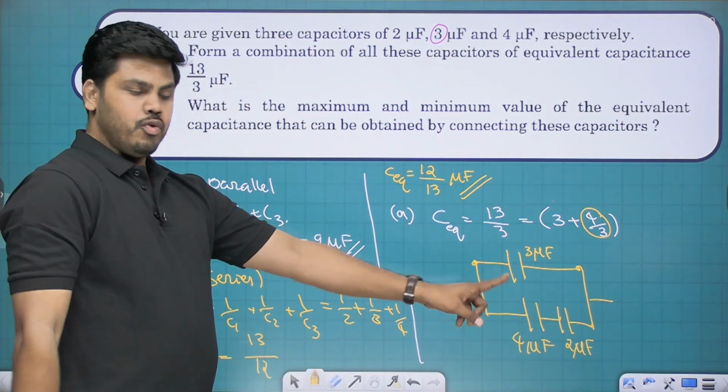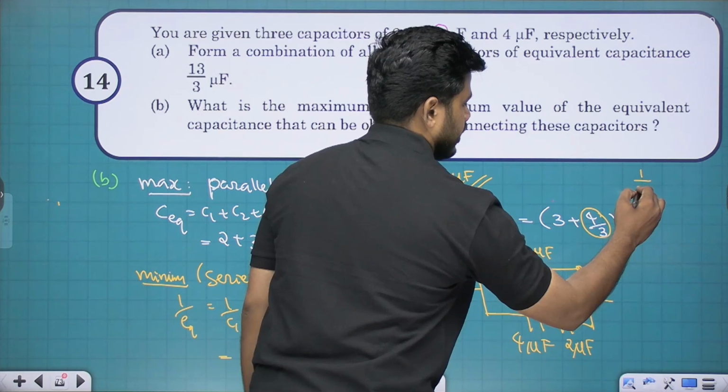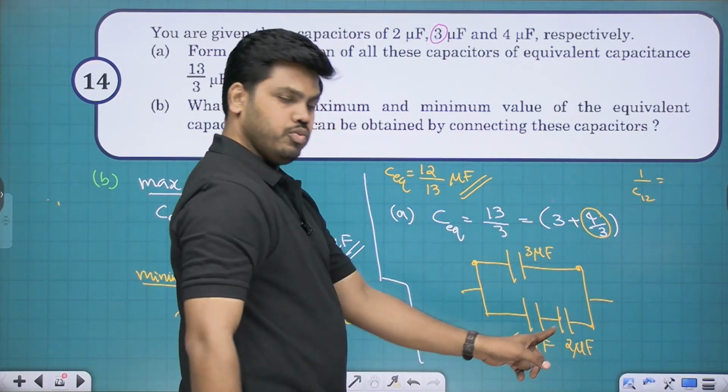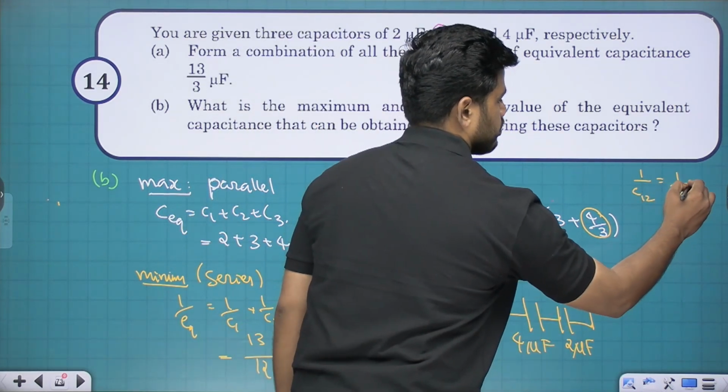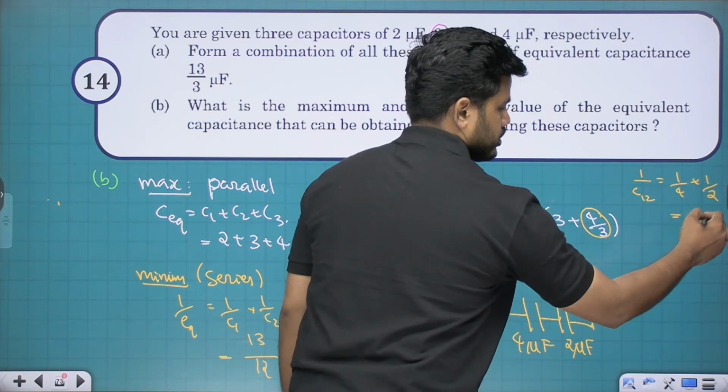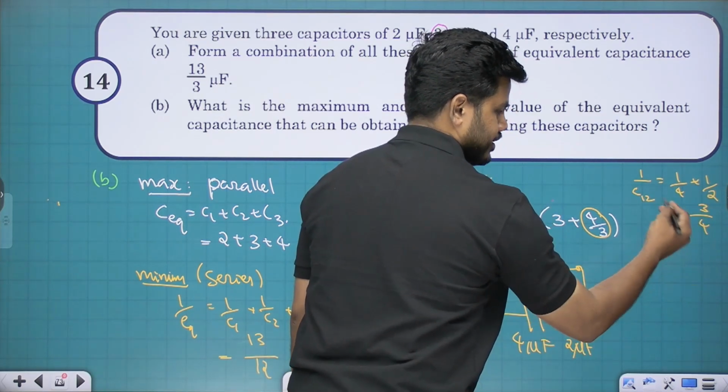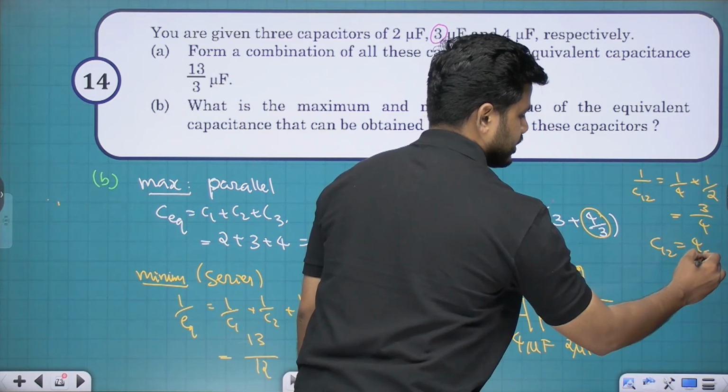What is the equivalent of 4 and 2? 1 by C12 is equal to these two. I am going to simplify: 1 by 4 plus 1 by 2. So what is it? 4 and 3. Correct? So C12 is going to be 4 by 3.